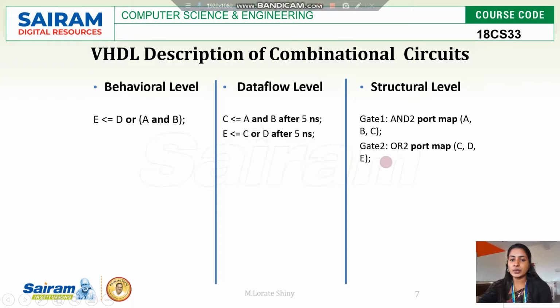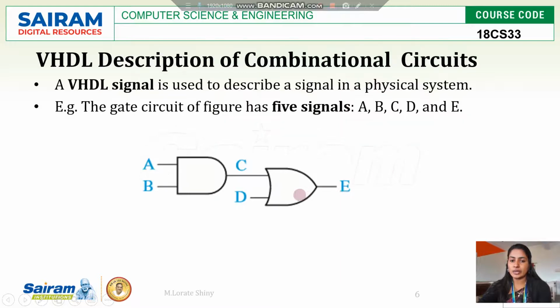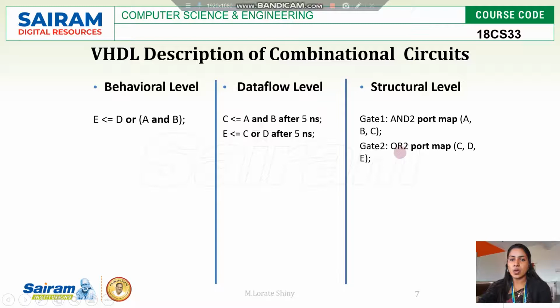Next, gate 2. Gate 2 is an OR gate. The inputs are C and D. Output is E. So or2 is the name, a 2 input OR gate. Port map, then brackets. Inside the brackets I need to write C, D and E. C, D are the inputs. E is the output.